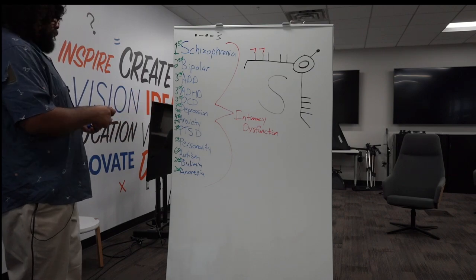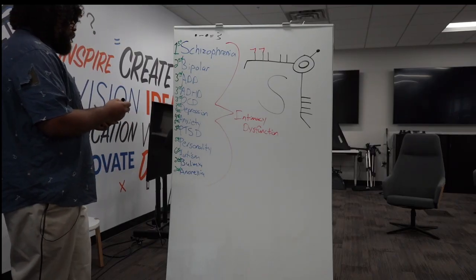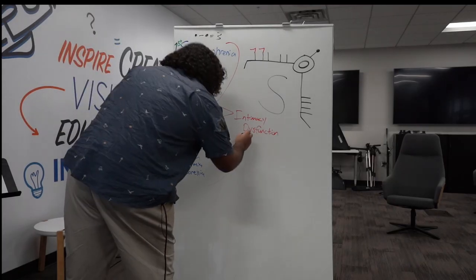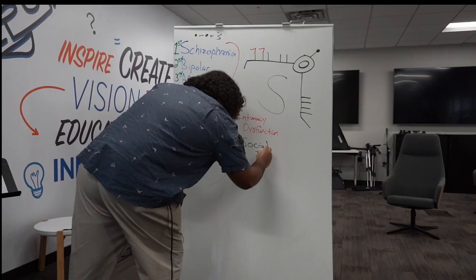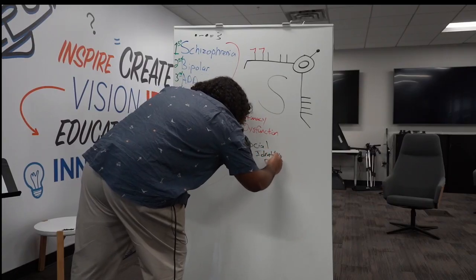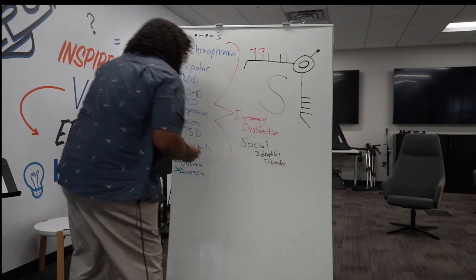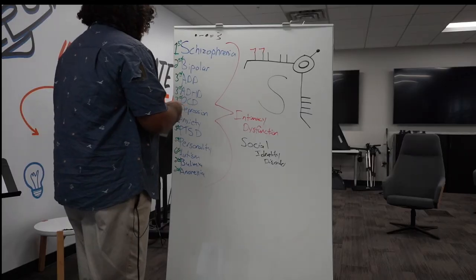There are two other types, and besides intimacy dysfunction, we have something called social identity disorder. And the third type is something called irregular impulse.